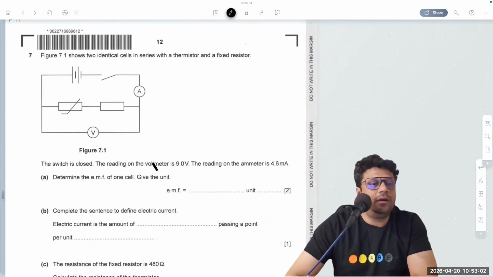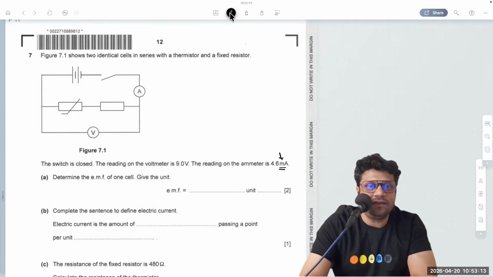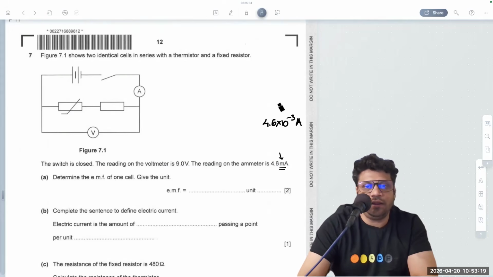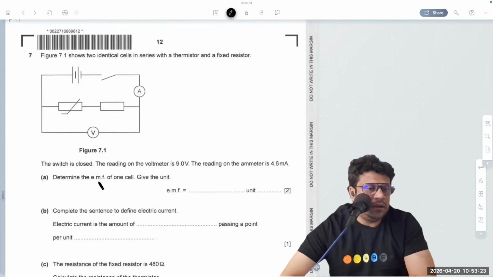Let's see. The switch is closed. The reading on the voltmeter is 9 volts. The reading on the ammeter is 4.6 milliamperes. That's again a thing to pay attention to. That's milliamperes. So you should know it's 4.6 into 10 to the power of minus 3 amperes they are talking about. Okay. Now, determine the EMF of one cell.